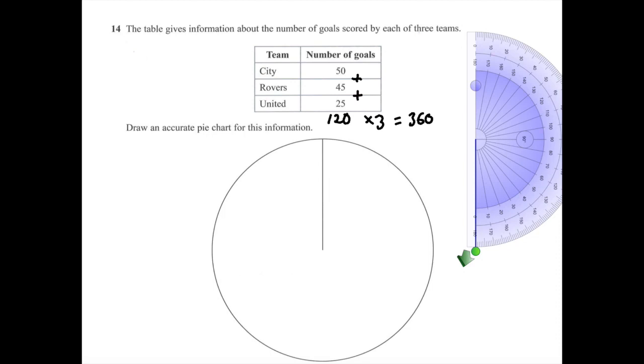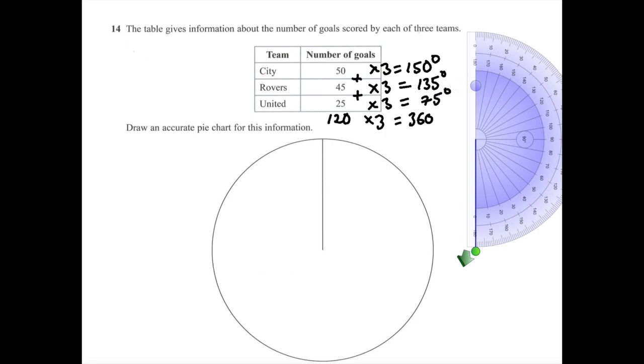Therefore, I'm going to multiply each team's goals by 3. So 50 times 3 is equal to 150 degrees. 45 times 3 is equal to 135 degrees. 25 times 3 is equal to 75 degrees.